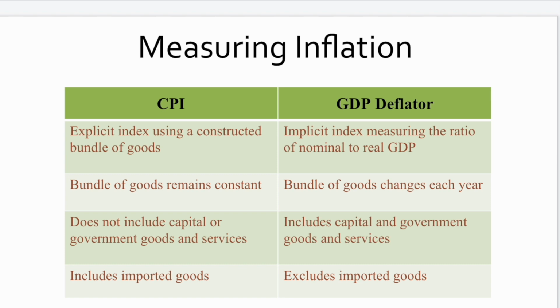So, comparing the two, then, the Consumer Price Index is an explicit index constructed of a bundle of goods. The bundle contains standard items that are constant from one review to the next. It doesn't include capital or government goods or services, and it includes imports. The GDP deflator, on the other hand, is the explicit index measuring a ratio of nominal versus real GDP. The bundle of goods changes each year and includes capital and government goods and services, and it excludes import goods. So you can see slight variations too.